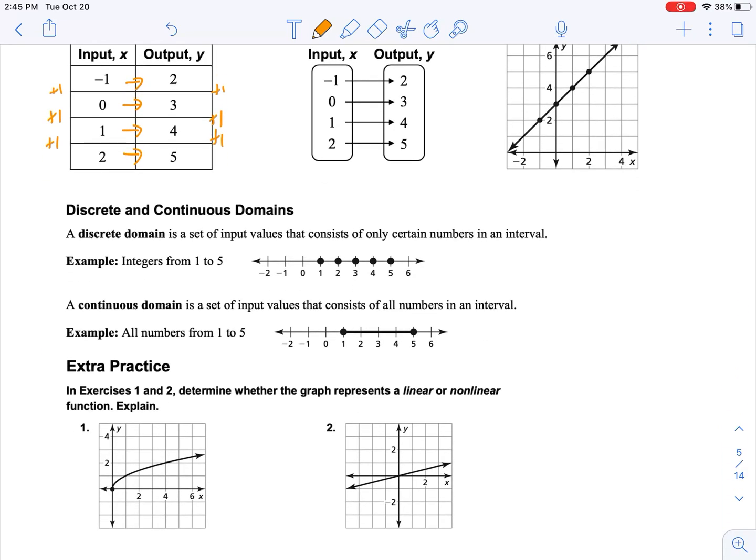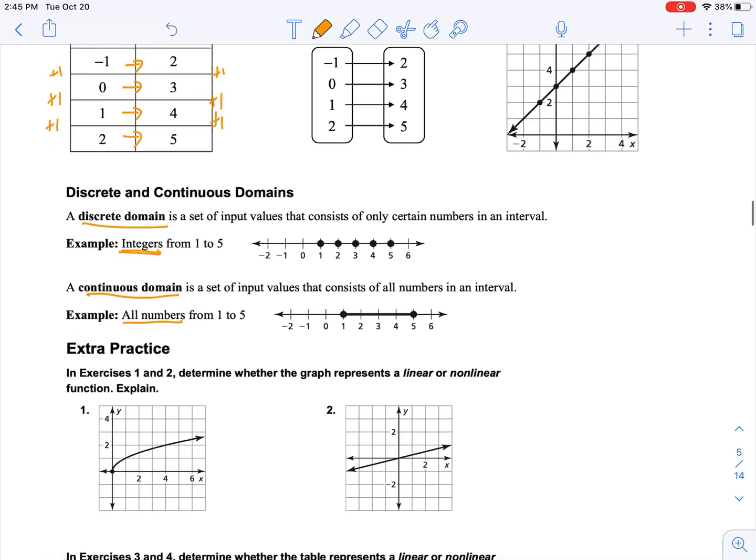Discrete and continuous domains. So again, I went 1 through 4, didn't realize it, but 1 through 5 is what the example shows. So integers 1 through 5 are going to be those specific points, where a continuous domain is going to be all numbers. A discrete domain is just integers. A continuous domain is all numbers. So 2.5 would be part of my domain there.